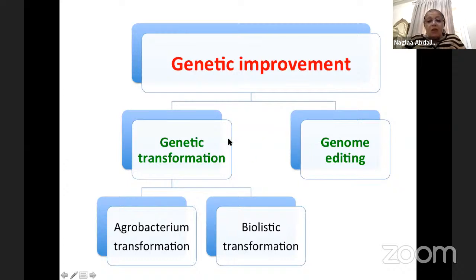So tissue culture is a very important step. Without it, we cannot have genetic transformation, or sometimes genome editing, although some genome editing techniques can avoid using tissue culture.